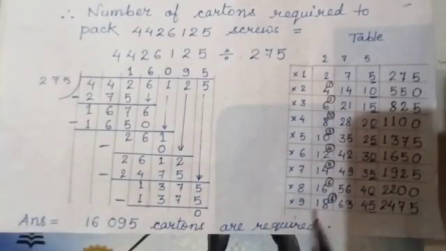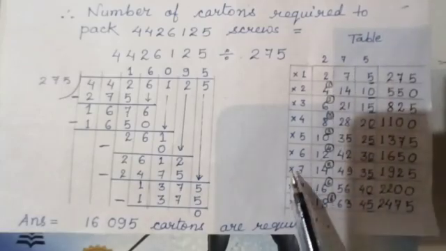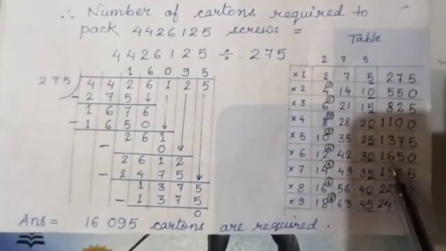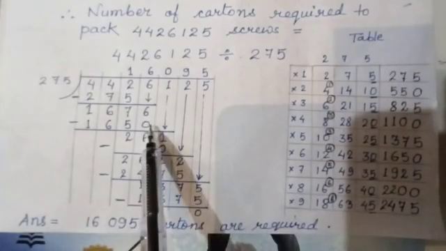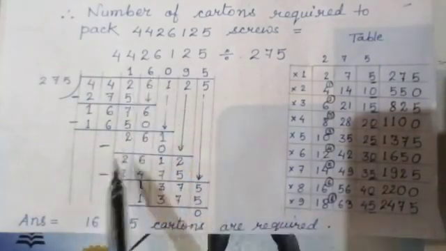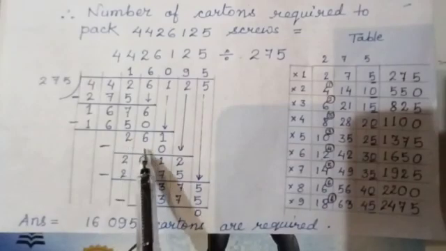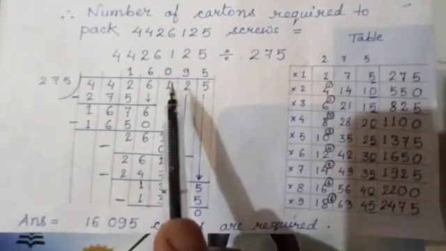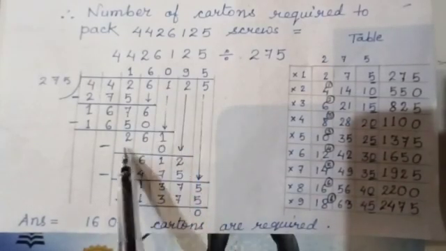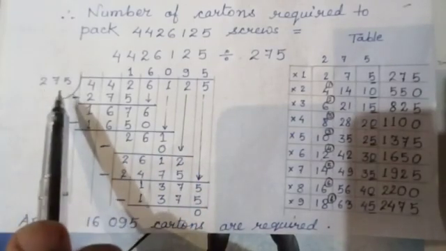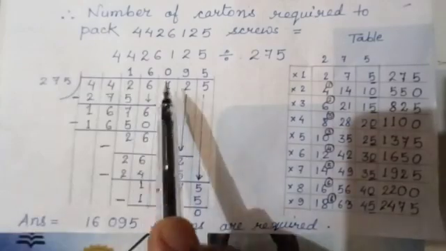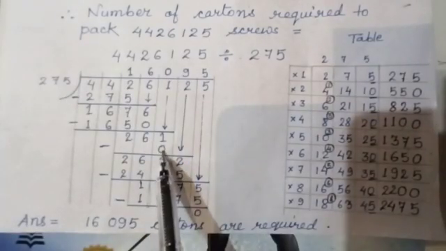The nearest number you have to search in the table. Very easily you can see 275 into 6 is equal to 1650, nearest to 1676. We have written it here. Now after subtraction, getting 26. Now 1 place down, but 261 is lesser than 275. Therefore, 275 into 0 is equal to 0.